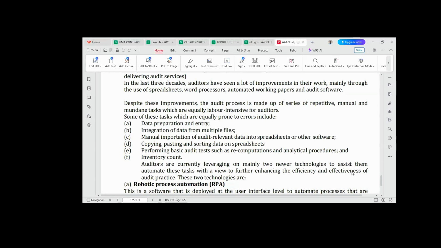Okay? So there are some tasks that are repetitive. Some of them are data preparation and entry, data inputting. They are repetitive tasks. They don't do that every time. Integration of data from multiple files, that one is also another issue.